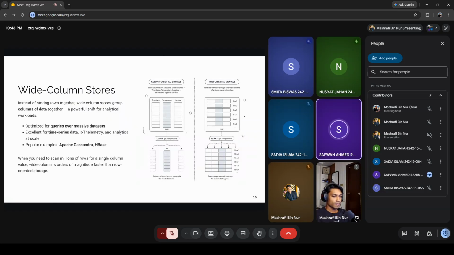Wide column stores. Finally, let's discuss the wide column stores. Traditionally, a database stores data in a row, but a wide column store stores data in a flipped concept. It groups columns of data together. As you can see in the diagram, this is a very powerful shift for analysis workloads. This is for heavy analyzing.